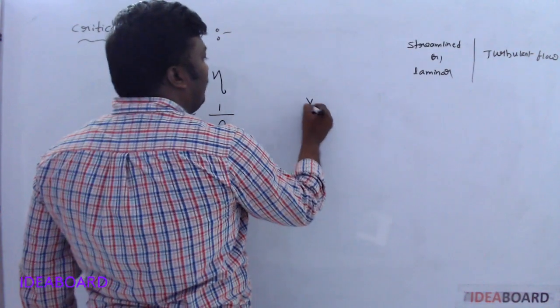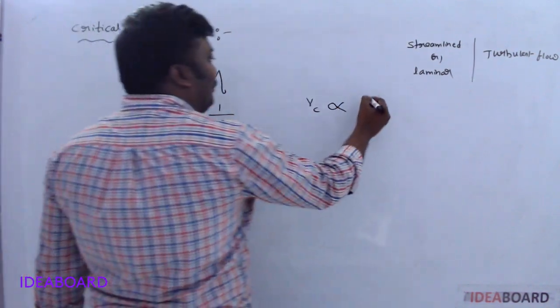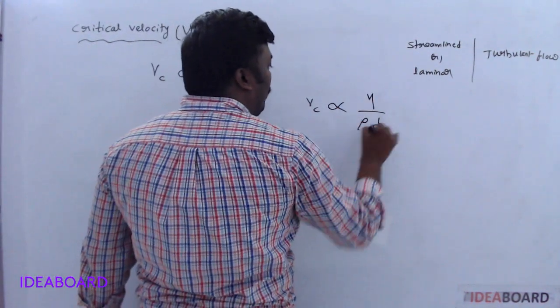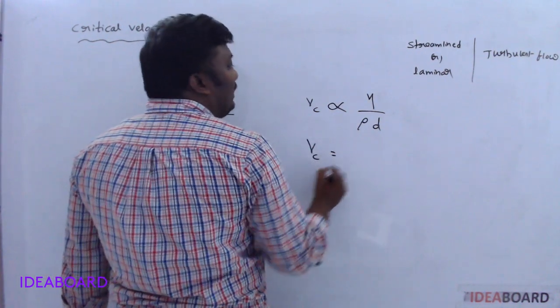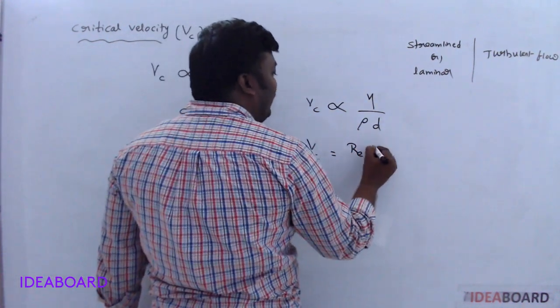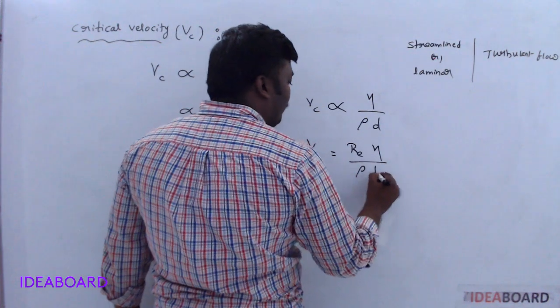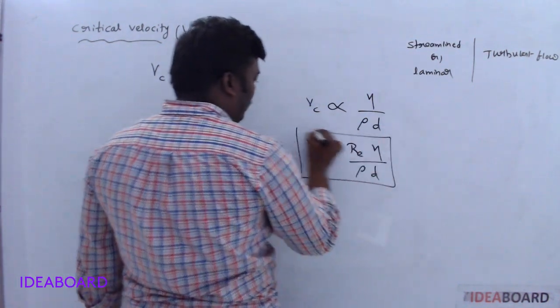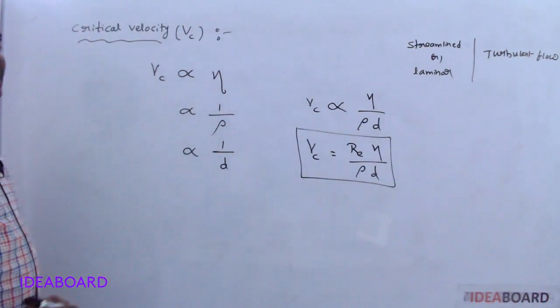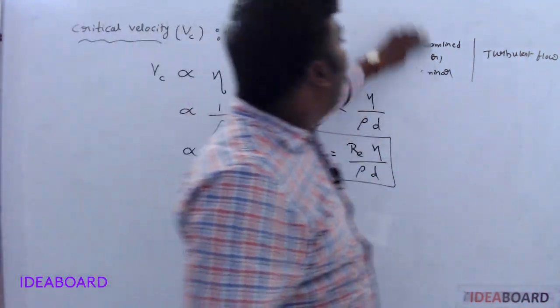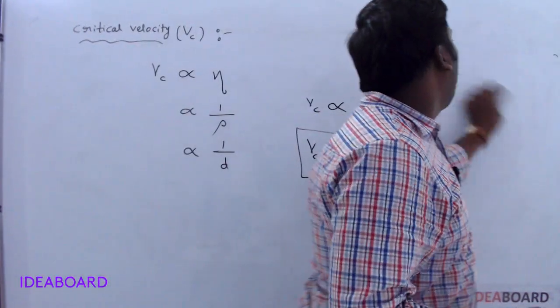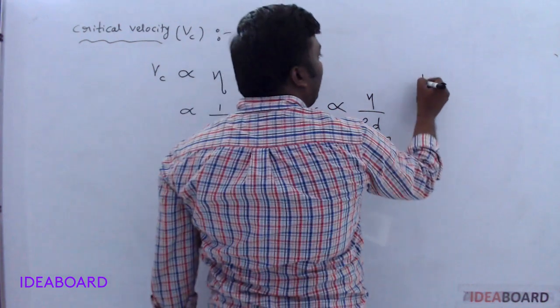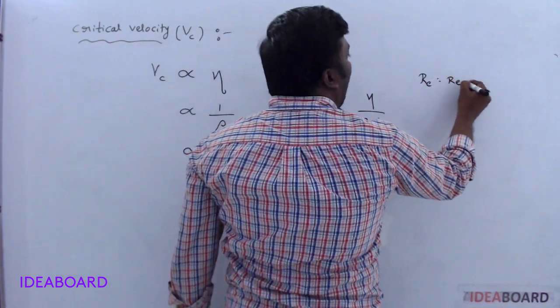we see Vc is directly proportional to eta by rho d, so Vc equals Re eta by rho d. This is the formula for the critical velocity. Here we have Re, which is named the Reynolds number.